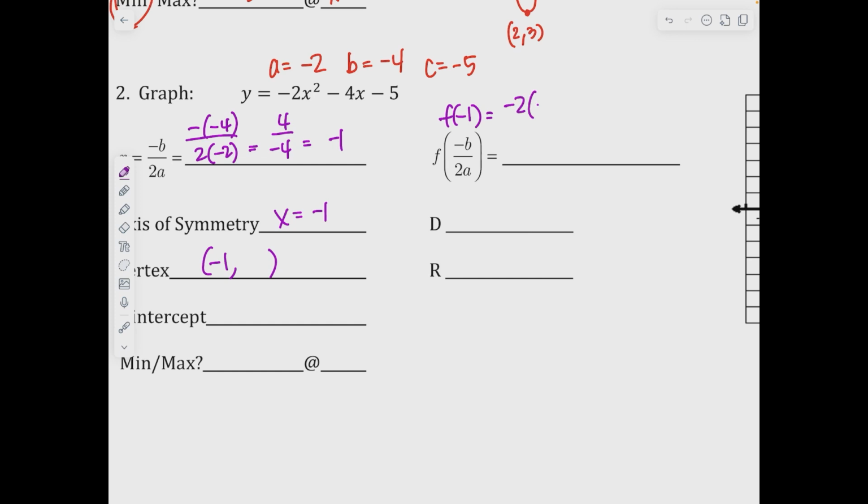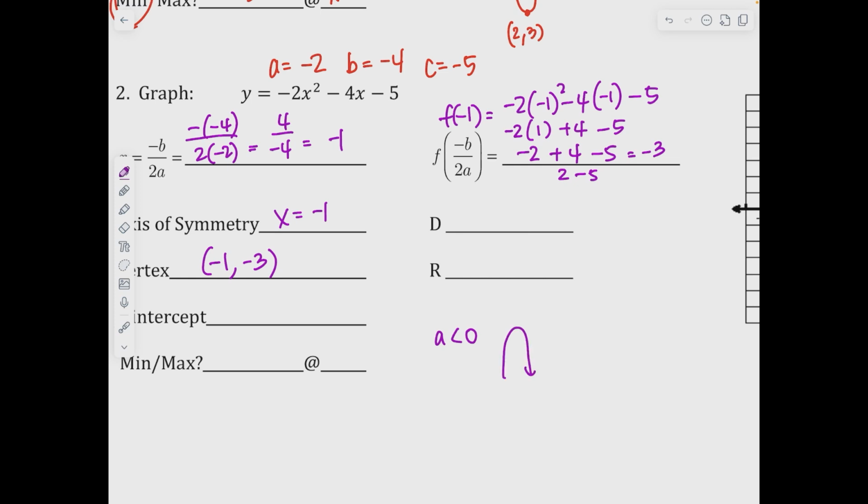So I have negative 2 times negative 1 quantity squared minus 4 times negative 1 minus 5. Okay, so order of operations, I have negative 2 times 1. Negative 4 times negative 1 is plus 4 minus 5. So negative 2 plus 4 minus 5. That leaves me with 2 minus 5, which is negative 3. So that is the y-coordinate of my vertex. Okay, my a is less than 0, so I know my graph opens down. So my vertex is at negative 1, negative 3.